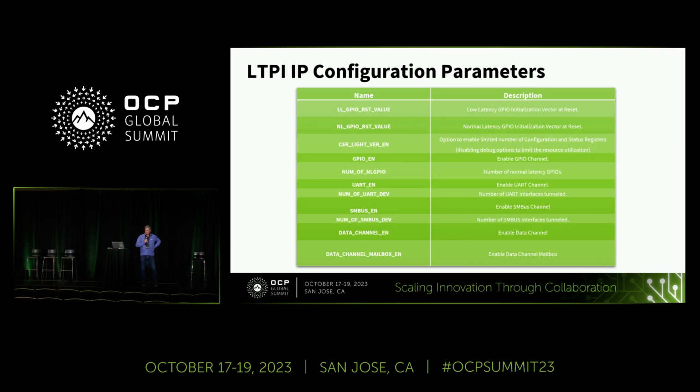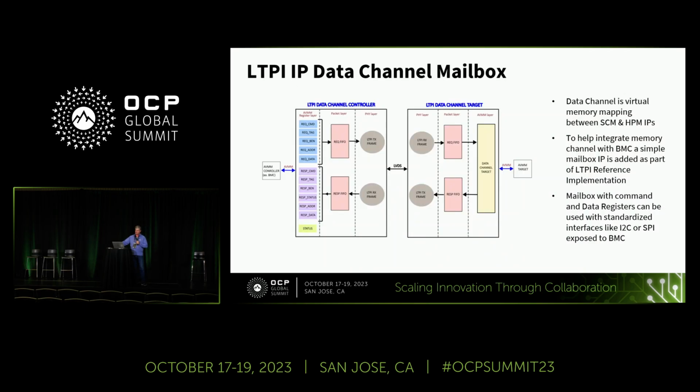The other part I want to talk about is that the LTPI IP is highly configurable. So I'd mentioned the various data channels. Each one of those you can enable or disable. They're optional. And you can also modify the number of channels that are supported. So it gives you quite a bit of flexibility. The one I wanted to touch on is the mailbox. So the data channel by default only supports a single outstanding transaction, and if you would like to support multiple outstanding transactions, then you would enable the mailbox. It takes a little bit more logic, but it gives you some more flexibility.